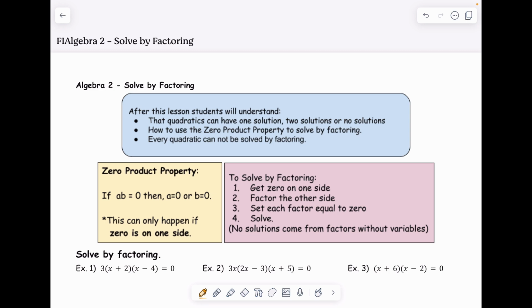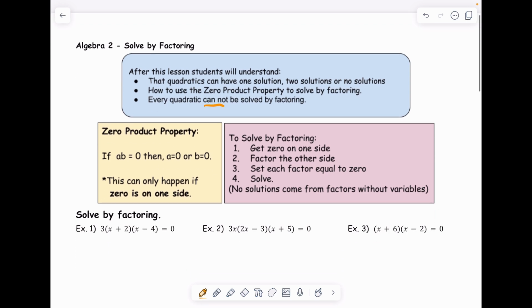So how to use the zero product property is also going to be super important to solve by factoring, and that every quadratic cannot be solved by factoring. So we will need to make sure that you have more tools than this, but this will be our first tool.